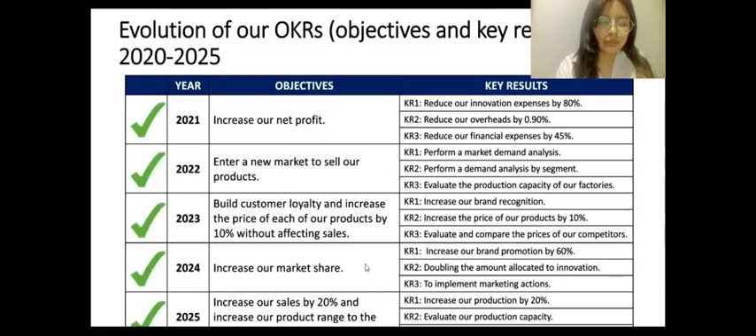For the year 2024, the objective was to increase our market share. Our key results were to increase our brand promotion by 60%, to double the amount allocated to innovation, and to implement marketing actions. And for the final year 2025, our objective was to increase our sales by 20% and increase our product range.